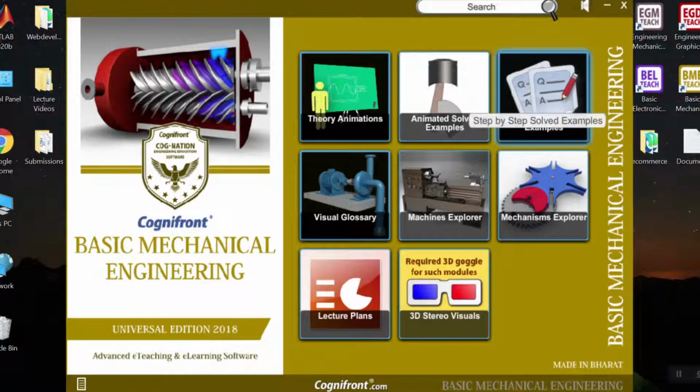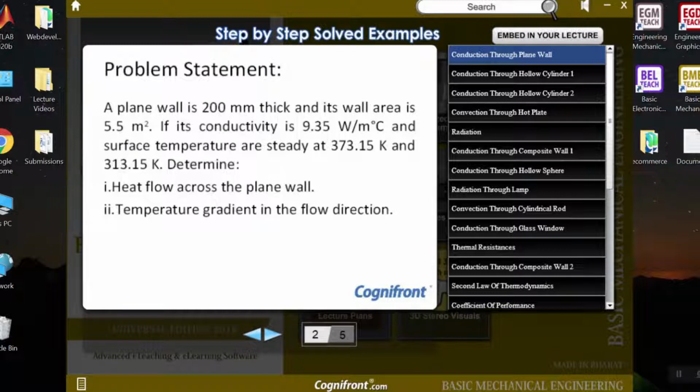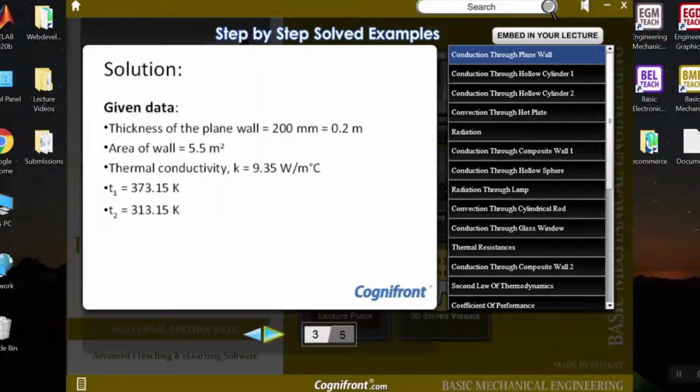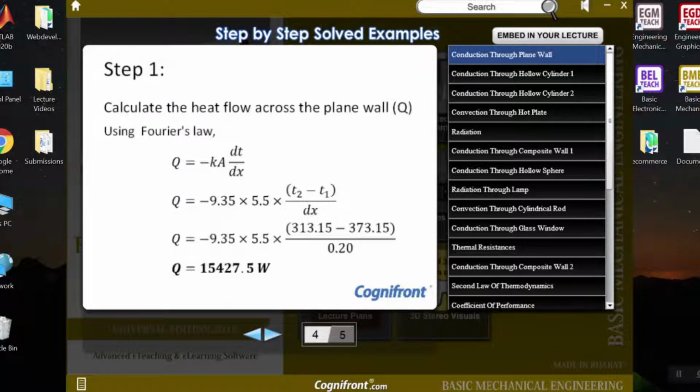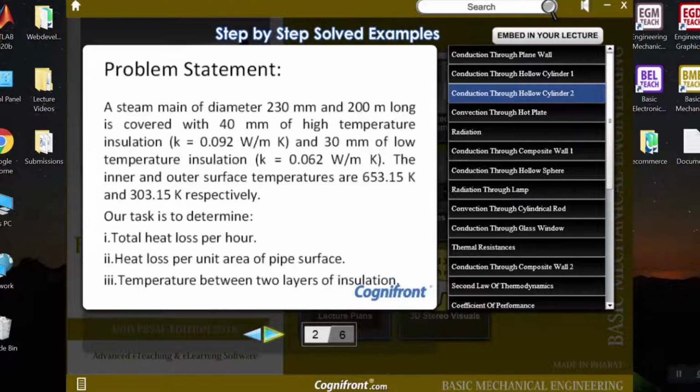Next we have the step-by-step solved example. These are the non-animated module, but here the steps are given such that even an average student would easily understand the topic. So the problem statement is given and then the solution is given. You can also embed this in your lecture. I will show you later how to embed it in your lecture. So the solutions are also explained in the easiest manner.